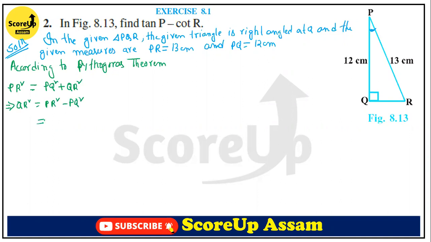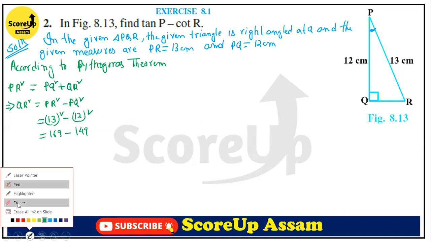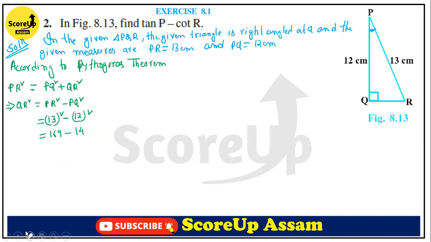The value of PR is 13, this whole 13 square. The value of PQ is 12. So it is 169 and it is 144. So what will it be? 25. That means QR square is equal to 25, that means QR is 5. So we have found the length of QR equal to 5. Now tan P minus cot R.